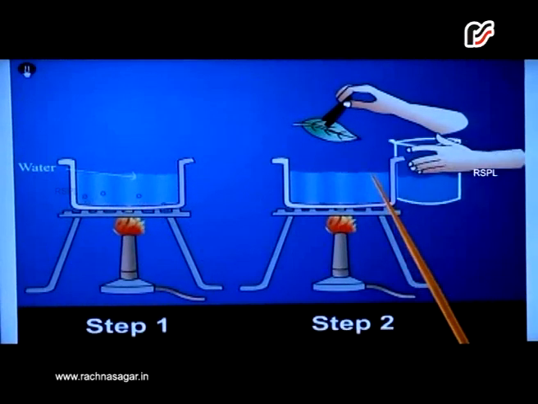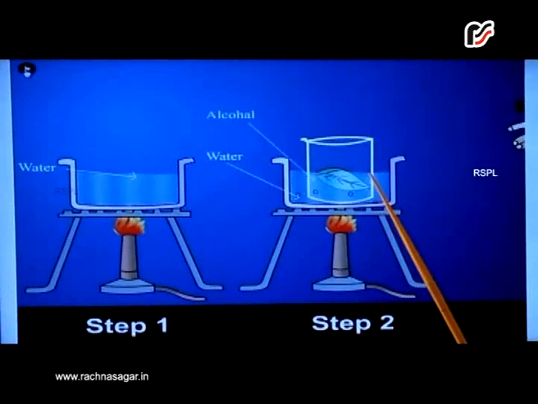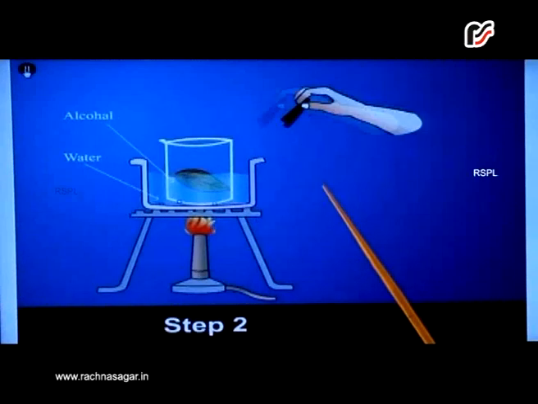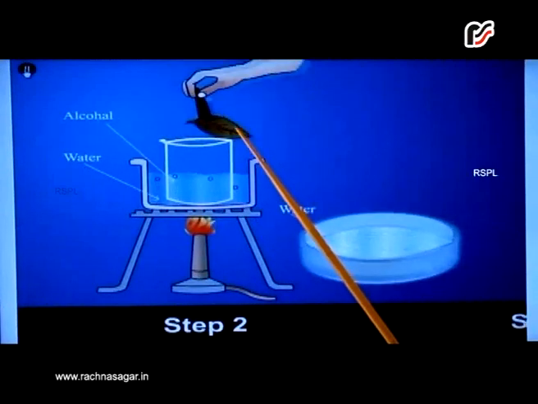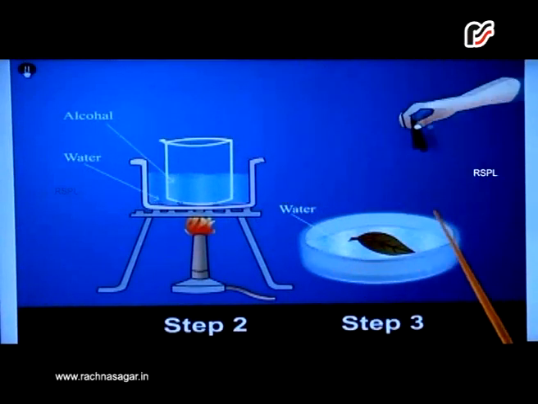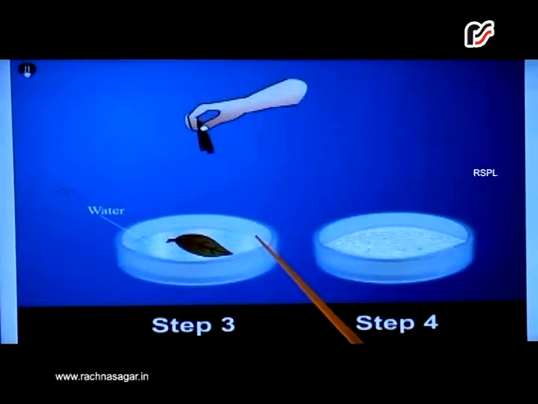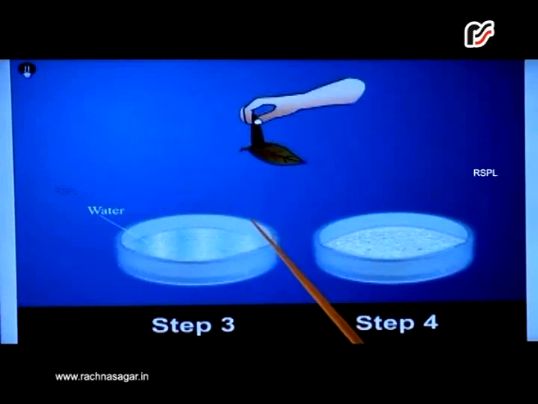Take the leaf out. Boil it in alcohol in a water bath. Alcohol always has to be kept in a water bath because it's inflammable. After boiling it in alcohol, what happens? The entire chlorophyll from the leaf is removed. The leaf gets decolorized. You can see the leaf is totally decolorized, the color has changed. Pick it out and wash it in water, keeping it in a petri dish. Excess alcohol is removed and the leaf gets softened.